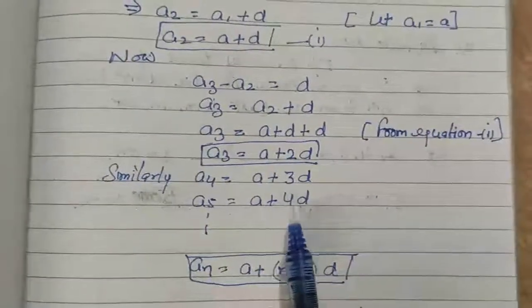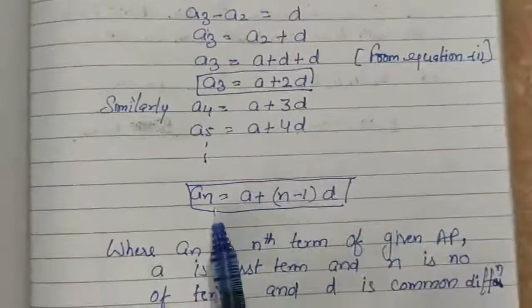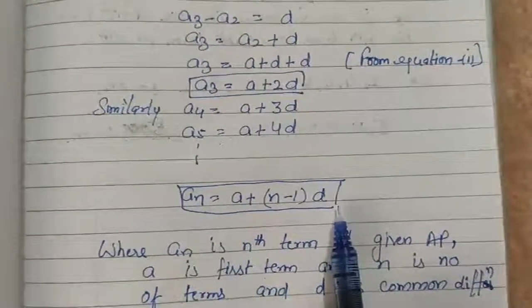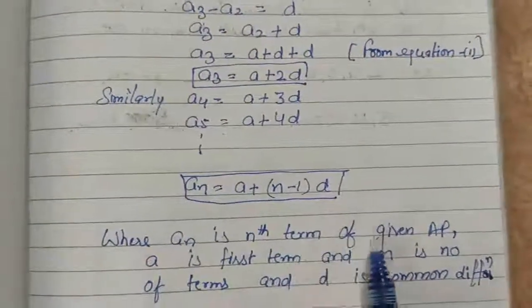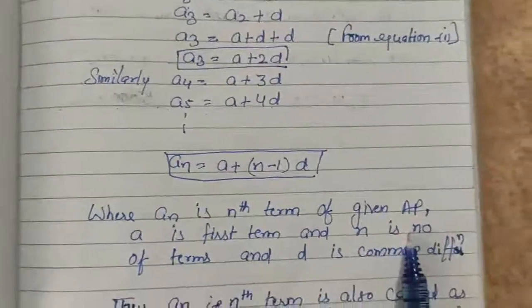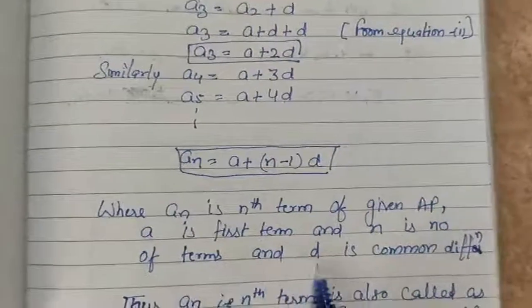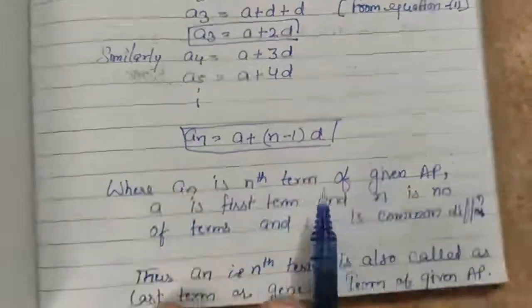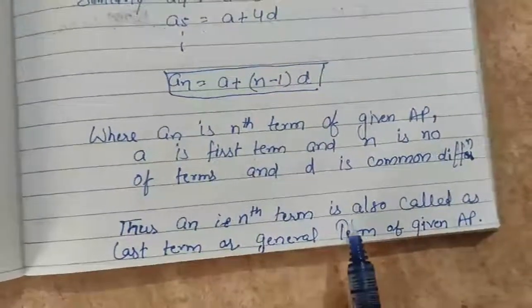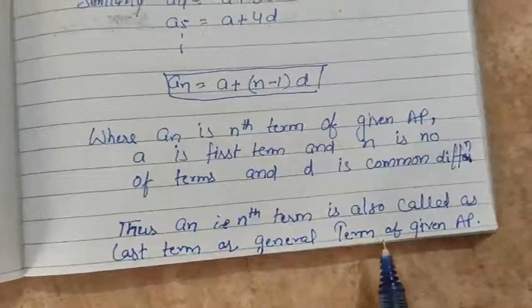A5 will be equal to A plus 4D, and similarly we can say An will be equal to A plus (n minus 1) into D, where An is the nth term of the given AP, A is the first term, n is the number of terms and D is the common difference of the AP. Thus An, the nth term, is also called the last term or general term of the given AP.